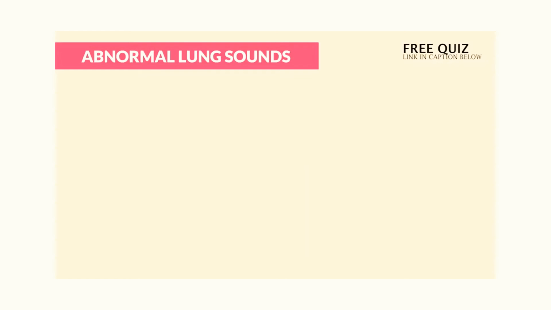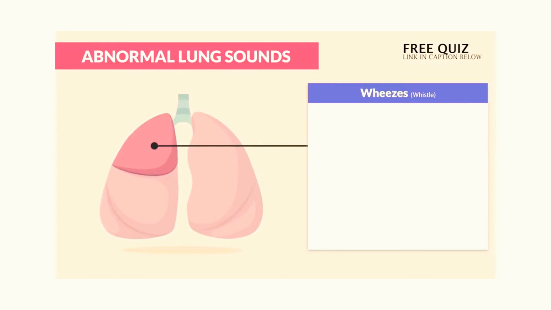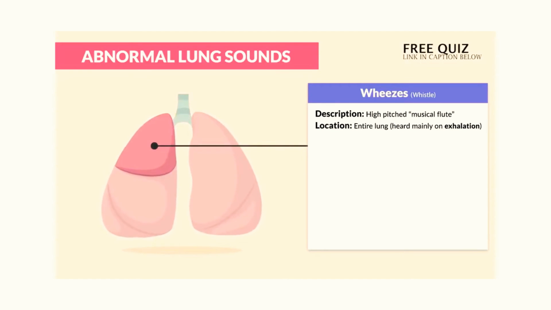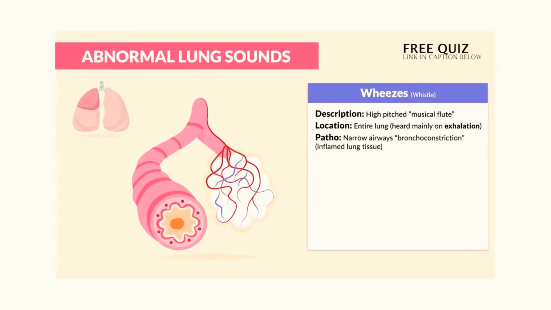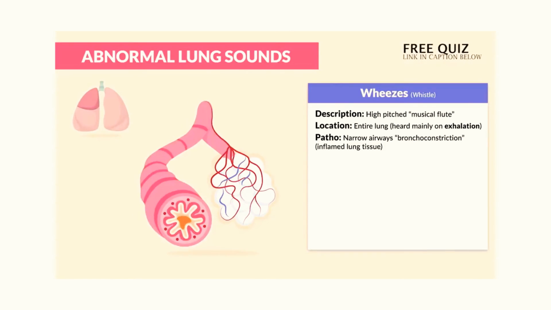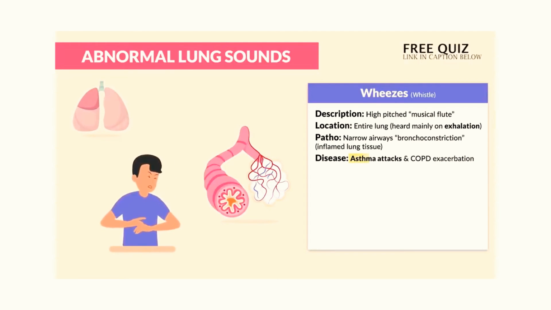Let's move ahead. First up are wheezes, which we call the whistle, sounding a lot like this. As you can hear, it's described as a high-pitched musical flute, located throughout the entire lung. But key term here, it's heard mainly on exhalation, or basically breathing out. Now the patho is very simple: narrowed airways from bronchoconstriction, basically inflamed lung tissues. The disease process is typical for asthma attacks as well as COPD exacerbation.